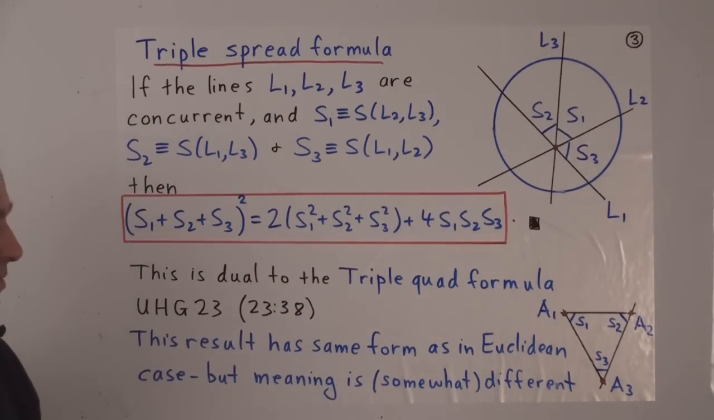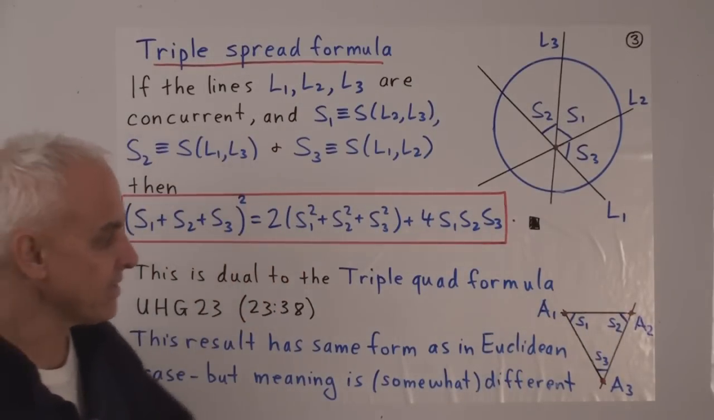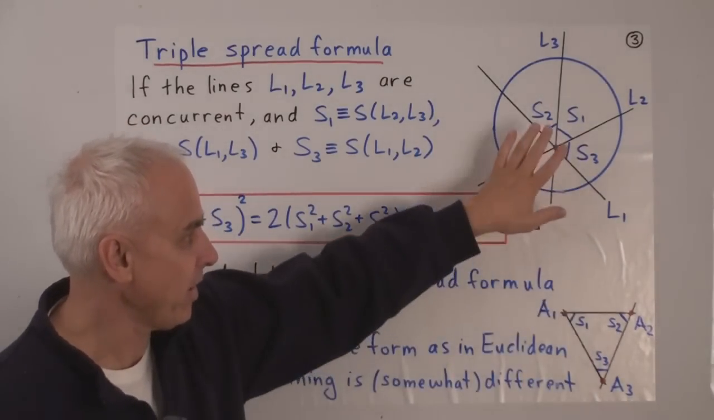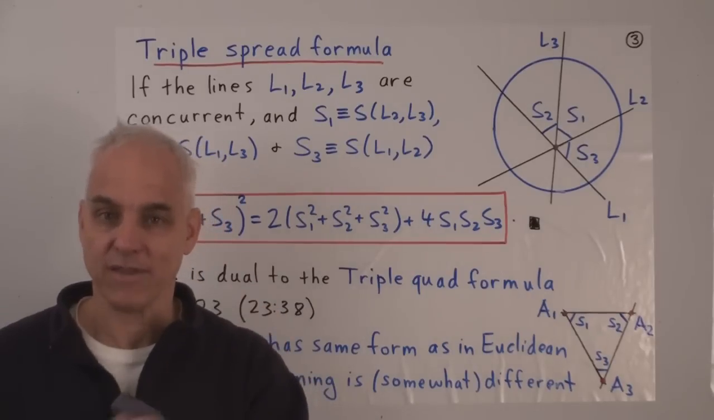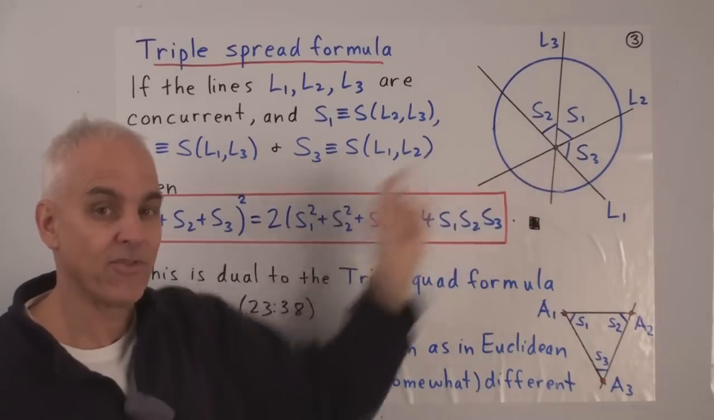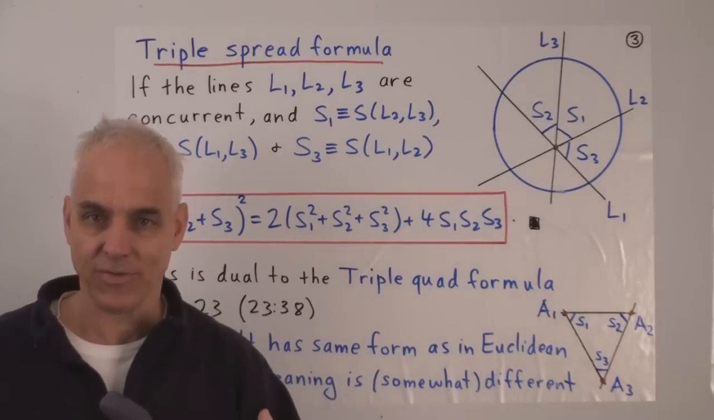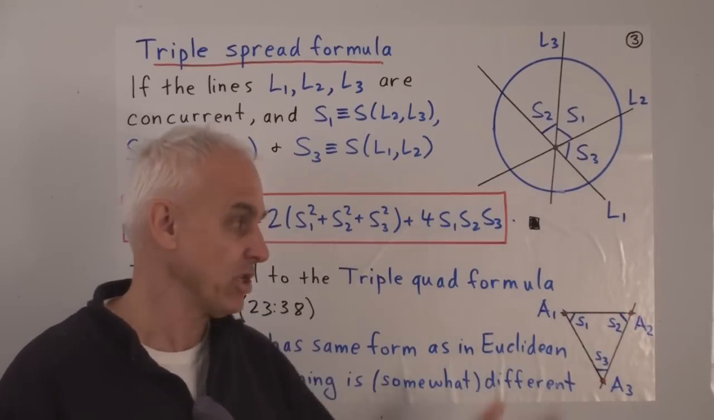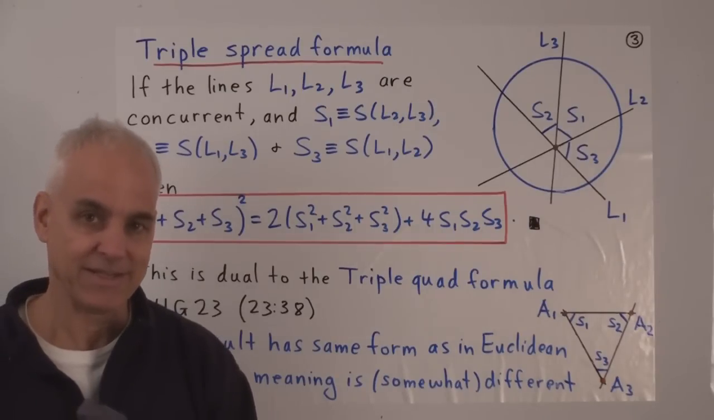But it also turns out to apply to the 3 spreads formed by a triangle. So in the planar case, these 2 things are sort of equivalent. If you know the formula in this case, you know it here, and if you know it here, you know it here. But in hyperbolic geometry, that's very much not the case. If you have a general triangle in hyperbolic geometry, the 3 spreads have no special relationship. It depends on the quadrances. In the Euclidean setting, the 3 spreads of a triangle do have a relationship, and it's the same triple spread formula relationship. So it's important to keep that distinction in mind.